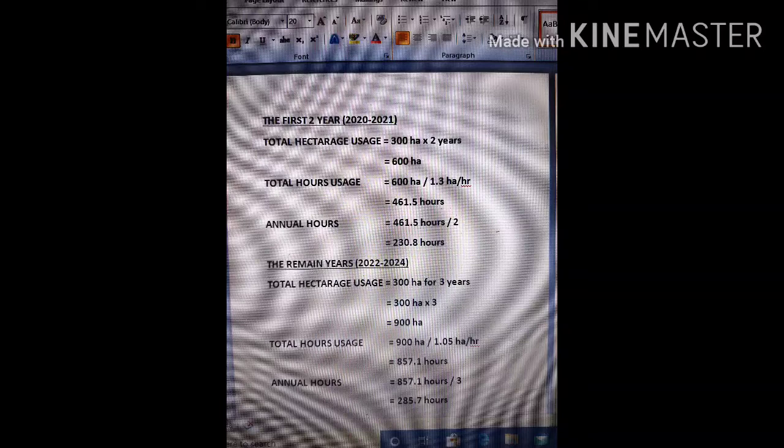Now I will calculate the operating cost for 5 years. The total hectare usage is 300 hectare times 2 years, and you get 600 hectare. To calculate the total hour usage, 600 hectare divided by 1.3 hour per hectare, and you get 461.5 hour. To calculate annual hour, 561.5 hour divided by 2, and you get 230.8 hour.